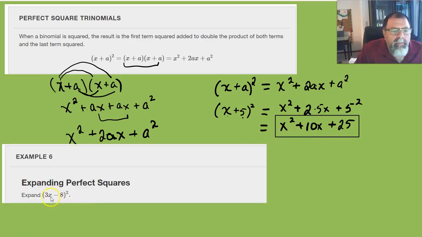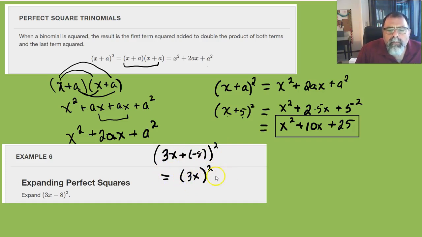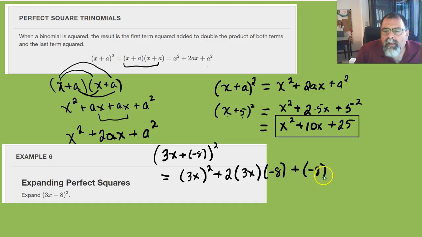Okay, let's look at example 6, expanding the perfect square. So 3x minus 8 squared. So we're going to do 3x. Now think of the minus 8 as plus a negative 8 squared. So I'm going to take the first term squared. I'm going to do 2 times the first term. And again, normally I don't write this down. I just do it in my head and write the answer. You just got to practice that a little bit. And then the last one squared.